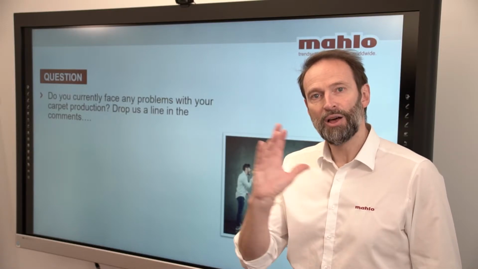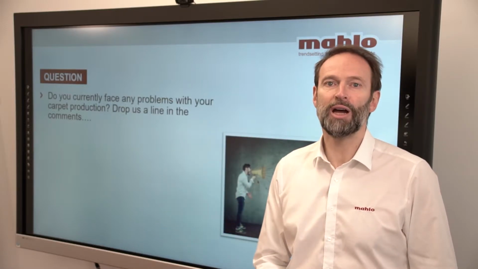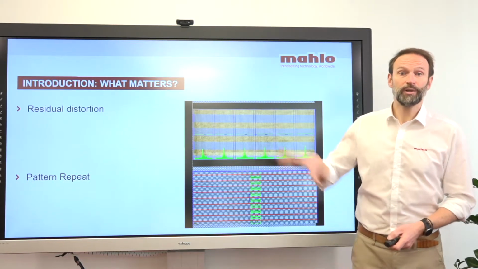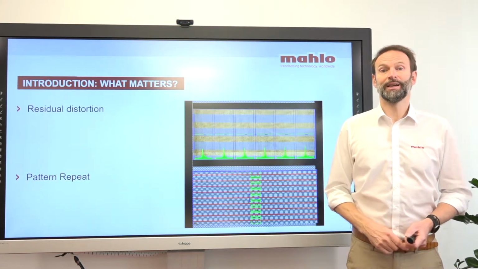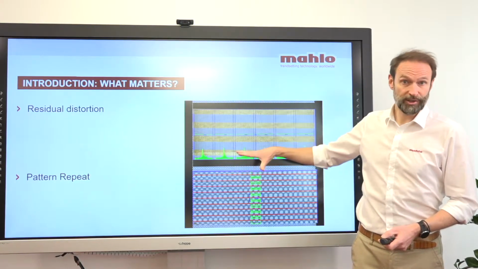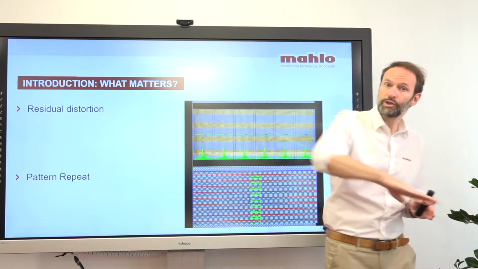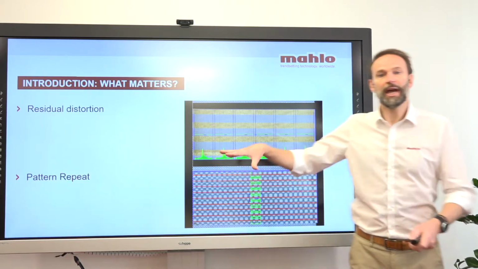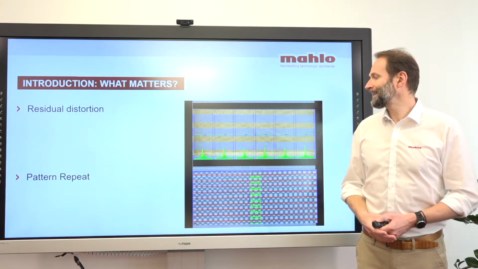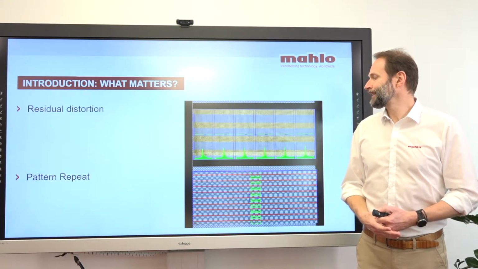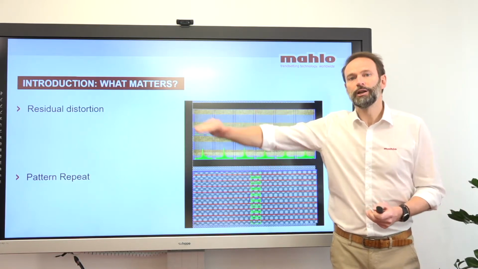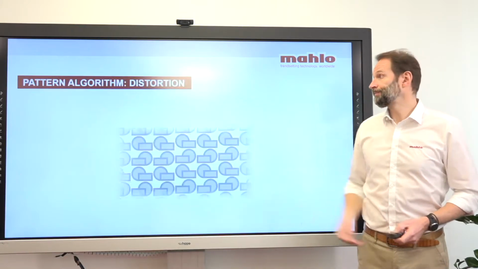But besides those problems, I want to go now to the camera technology that we use in this particular subject. So here we talk about a residual distortion, because nobody wants to have a skew or bowed carpet, and of course we want to see the repeat pattern, simply because we need to make sure that every pattern is really fixing to the next one.